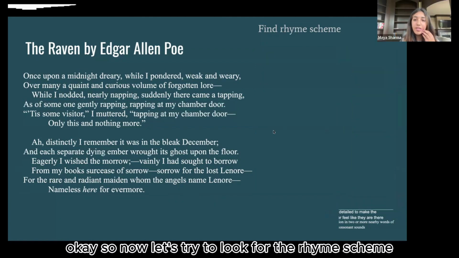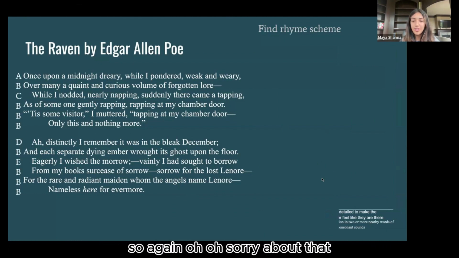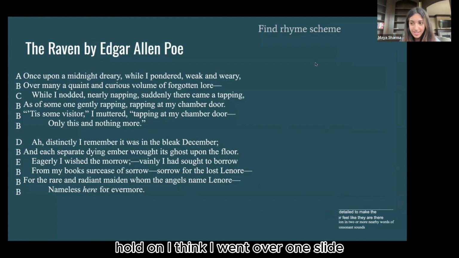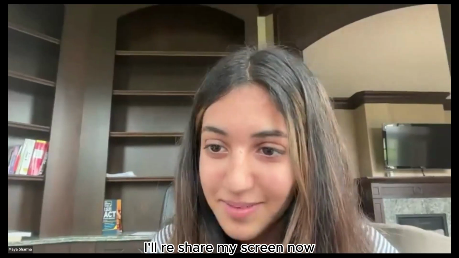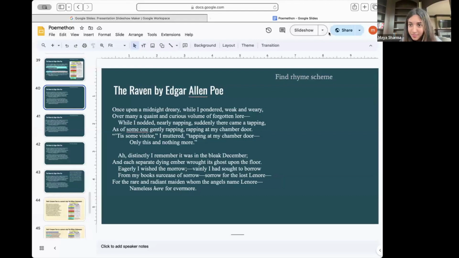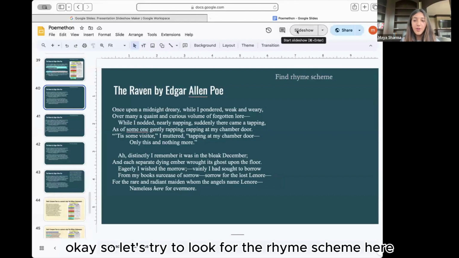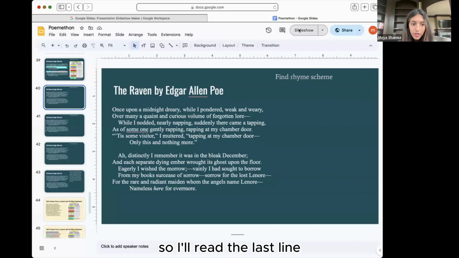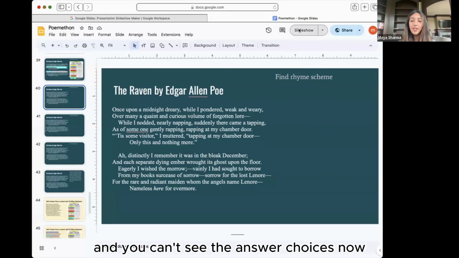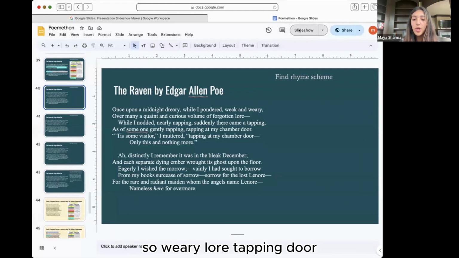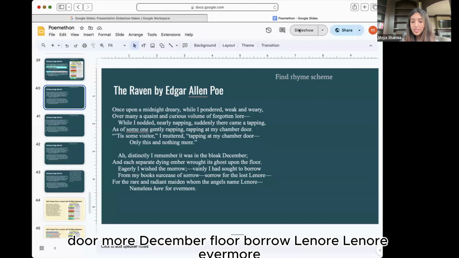Okay, so now let's try to look for the rhyme scheme. So again, sorry about that. Hold on, I think I went over one slide. I'll reshare my screen now. Okay, so let's try to look for the rhyme scheme here, shall we? So I'll read the last line, and you can't see the answer choices now. So weary, lore, tapping, door, more, December, floor, borrow, Lenore, evermore.